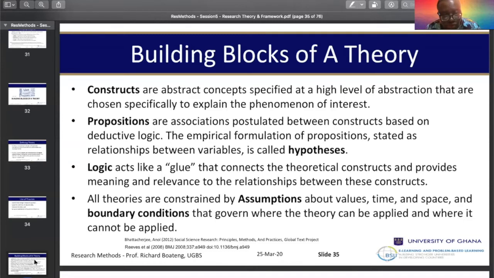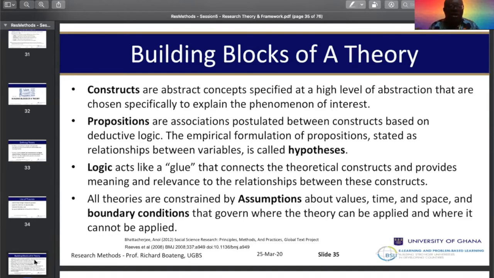For example, the logic of the area of L times B is the area that it is trying to determine. So if you're looking for the area of a rectangle, the theory says that you have to multiply L times B. That's the relationship or the proposition. And the constructs are the L and the B. But the logic says that it is the multiplication of the two that gives you the area. So the logic tells us the glue that connects the theoretical constructs and provides meaning and relevance. It's area, it's not volume. It's area we're looking for. When it comes together, it forms the area.